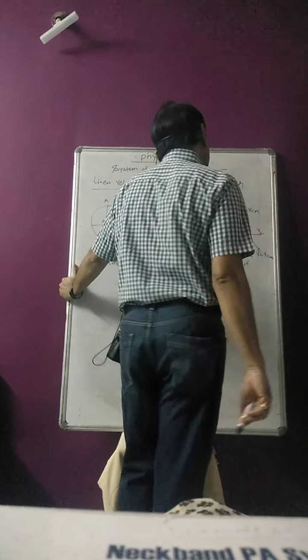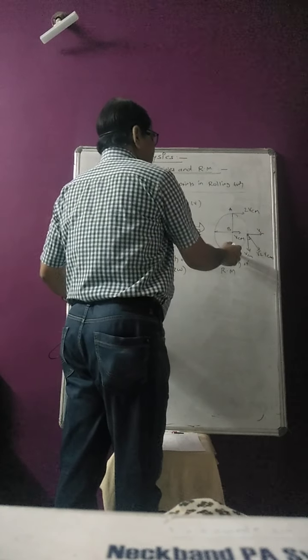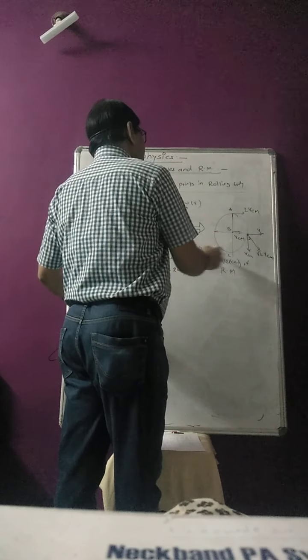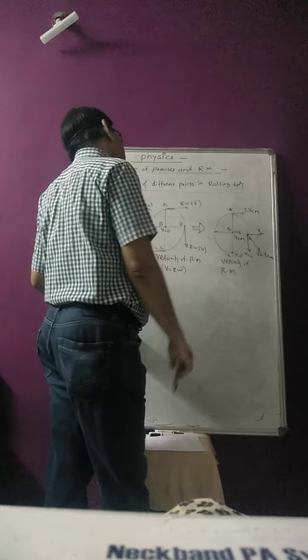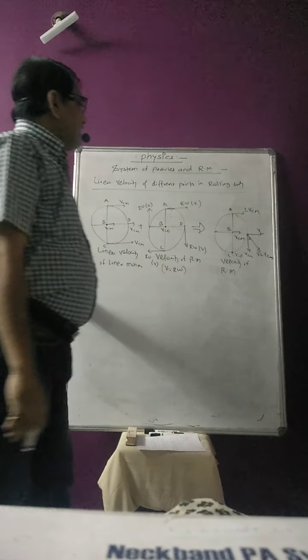Okay, this is the 1 point. Now at this point, one is moving in the forward direction and one is moving in the backward direction, so the velocity will become 0. Okay, so that will be the velocity of center of mass.